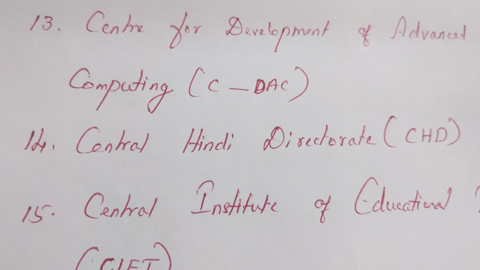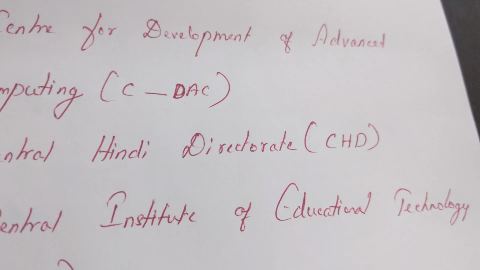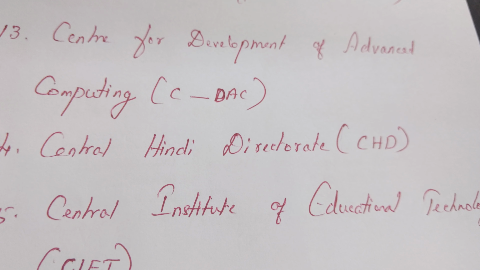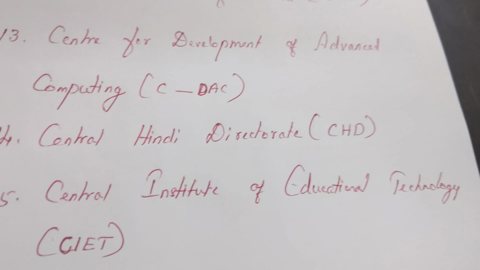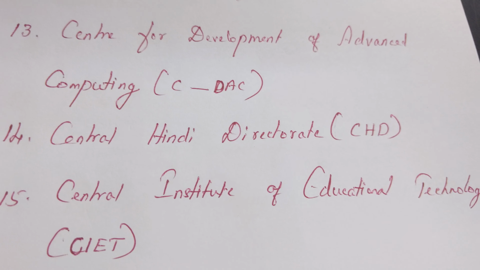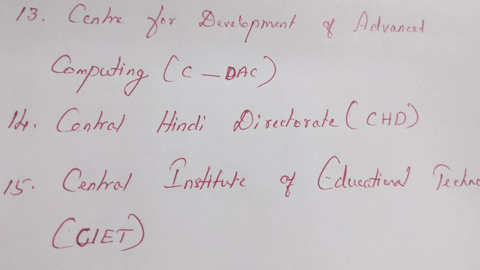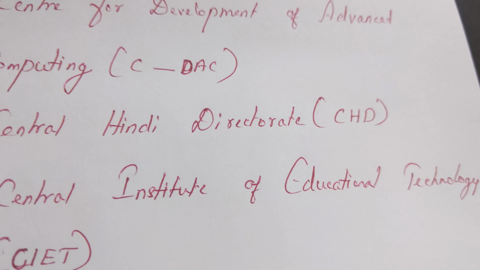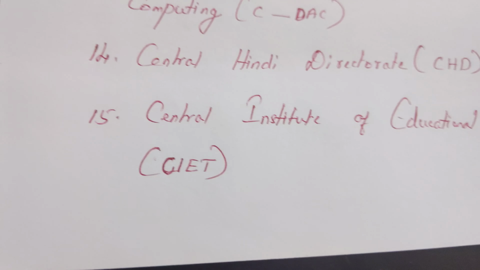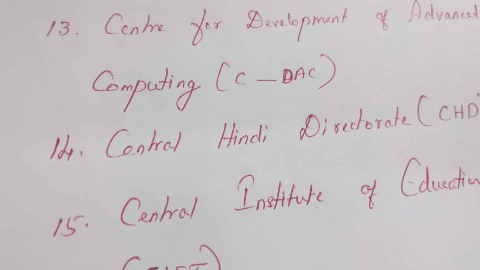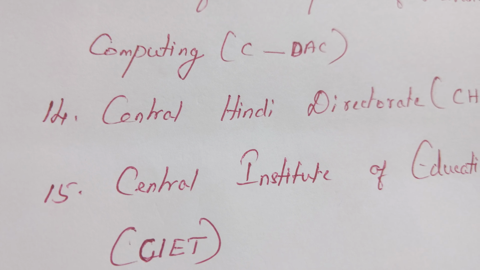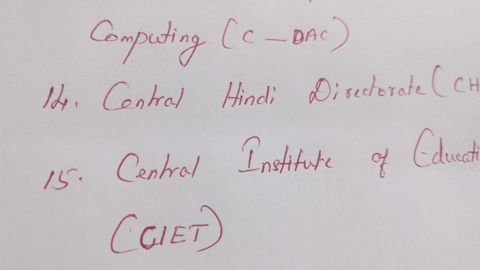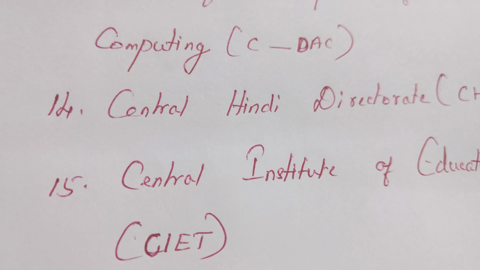15th one, Central Institute of Educational Technology, CIET. So these are the 15 abbreviations, and you can see the next ones in the next part.